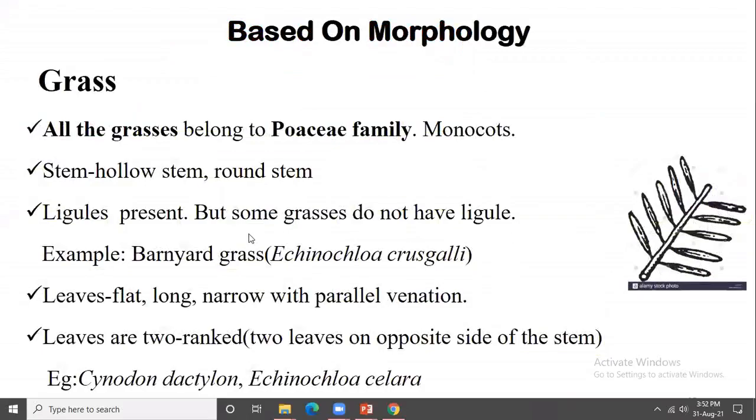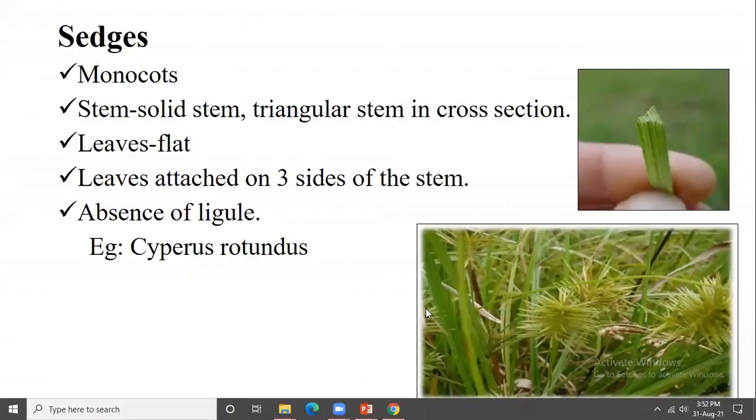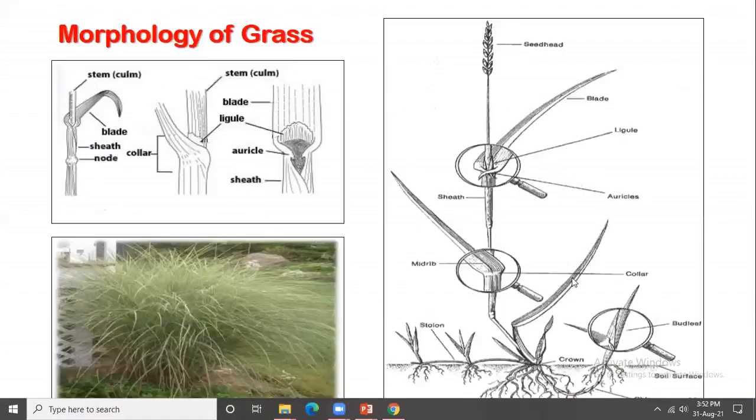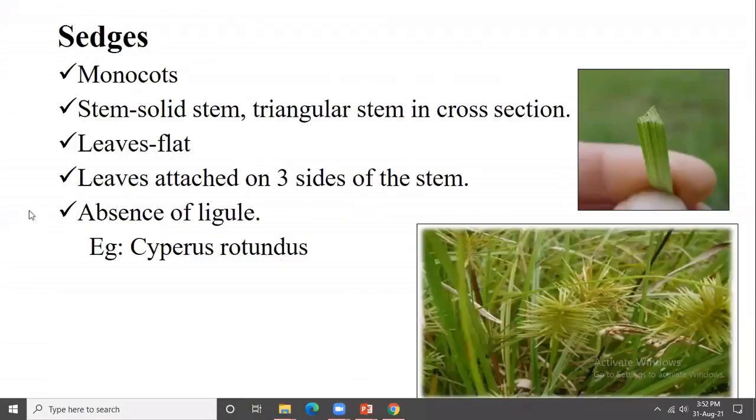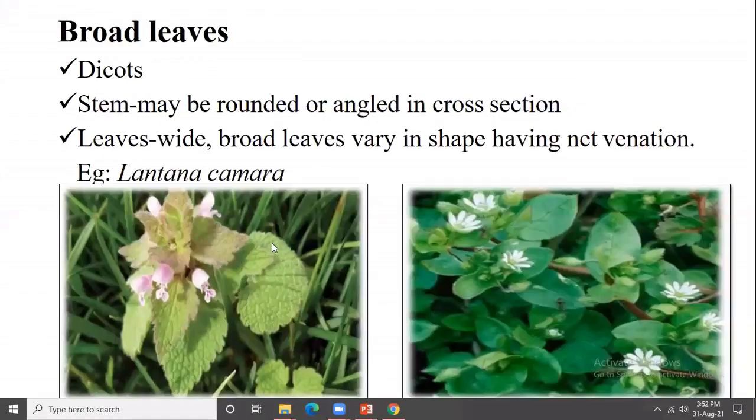Then the ranked stem. What is the triangular stem? What is the example? What is parallel venation? What is net venation, like the grass and sedges? And this picture is also important for your spot exam. And triangular stem. What is the triangular stem? And absent oblique, like that I teach.